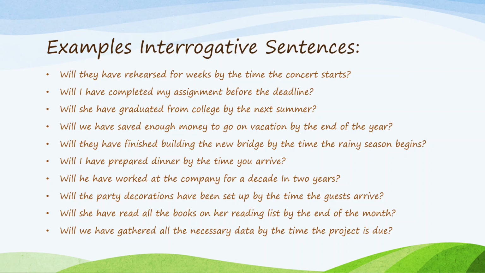In interrogative sentences, you have the subject between will or shall and have. If you're using shall or will at the start, then you will have the subject next, then have. The first sentence is: will they have rehearsed for weeks by the time the concert starts? Remember, there's a question mark at the end of interrogative sentences, and it's very important to remember that. Will I have completed my assignments before the deadline? Will she have graduated from the college by the next summer? It's following the same structure that we learned at the start, so there is no difference.